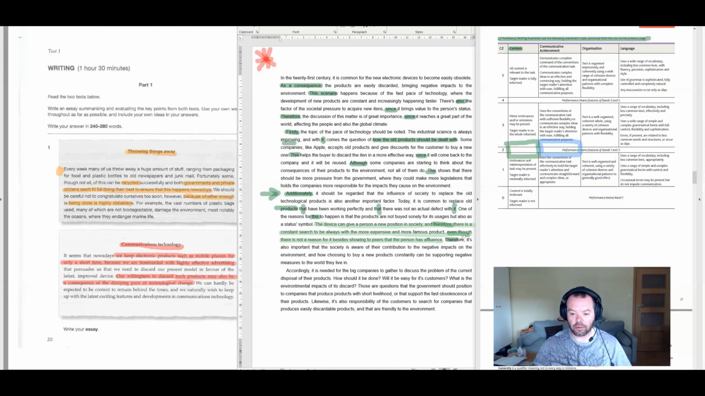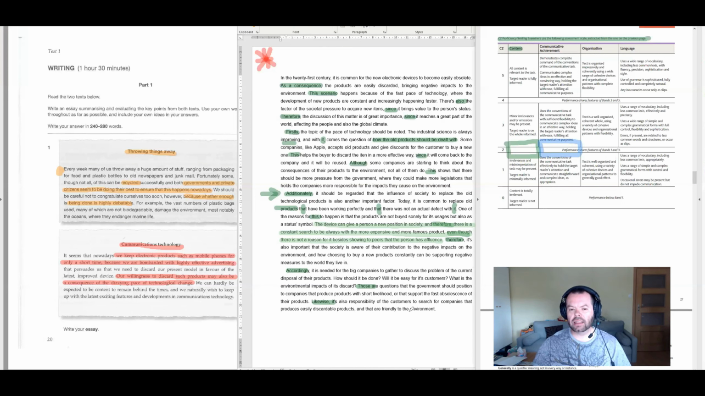Okay. Therefore, it's also important that society is aware of their contribution to the negative impacts on the environment and how choosing to buy a new product constantly can be supporting negative measures to the world they live in. Good. Accordingly, it is needed for the big companies to gather to discuss the problem of the current disposal of their products. How should it be done? Will it be easy for its customers? What is the environmental impact of its discard? Those are questions that the government should position to companies that produce products with short livelihood or that support fast obsolescence. Likewise, it's also responsibility of the customers.